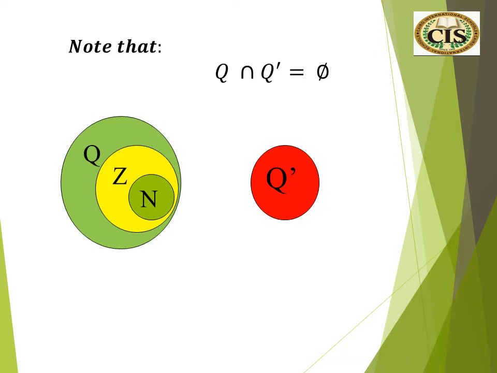We know N is a subset of Z. N is the natural numbers 0, 1, 2, 3, 4. Z is the positive and negative numbers and 0. Q is any fraction form. Q dash is any root we can't find in a rational form, or approximate to pi.